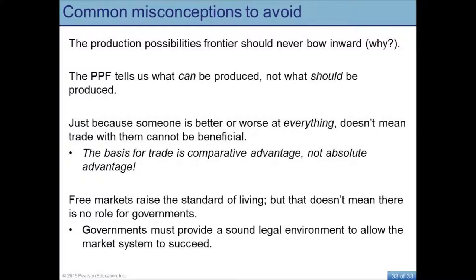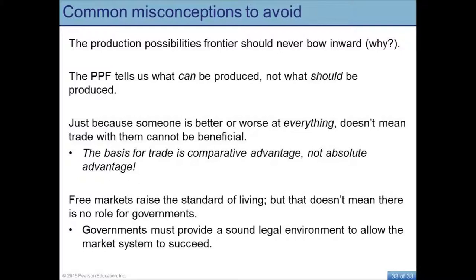Number 3, just because someone is better or worse at everything does not mean trade with them cannot be beneficial. Remember, the basis for trade is comparative advantage, not absolute advantage. Even though our neighbor was better at making apples and cherries, we still had a comparative advantage with respect to apples, which is why it was better for us to focus on apples and our neighbor on cherries, and then for us to trade for what we didn't make.